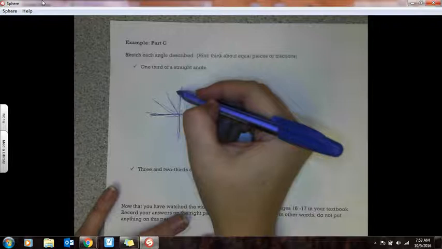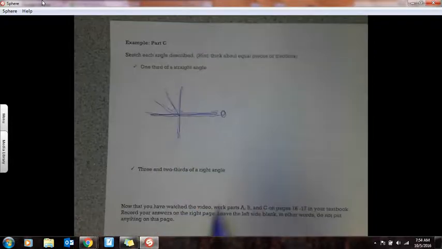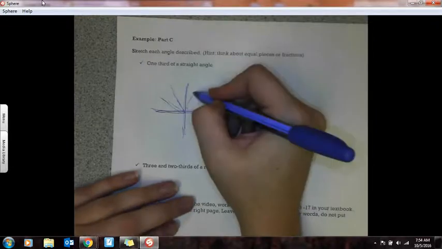You can also think about how can I split this up into thirds equally. If you split it up into thirds equally, you will see that here's a third, here's a third, and here's a third. So 1/3 would be this area right here, which ends at 60 degrees.